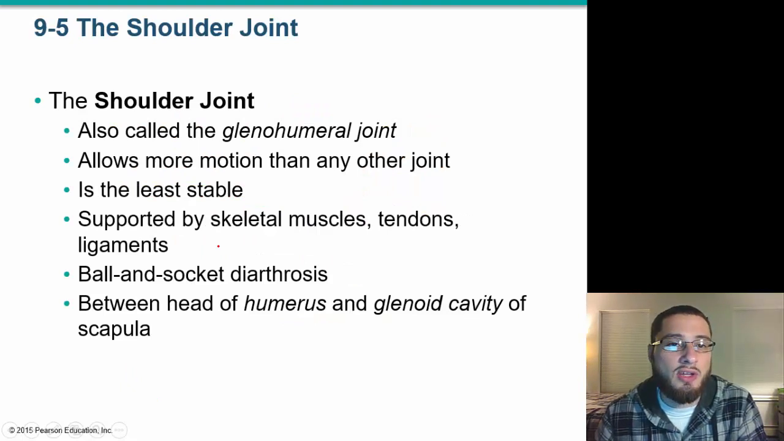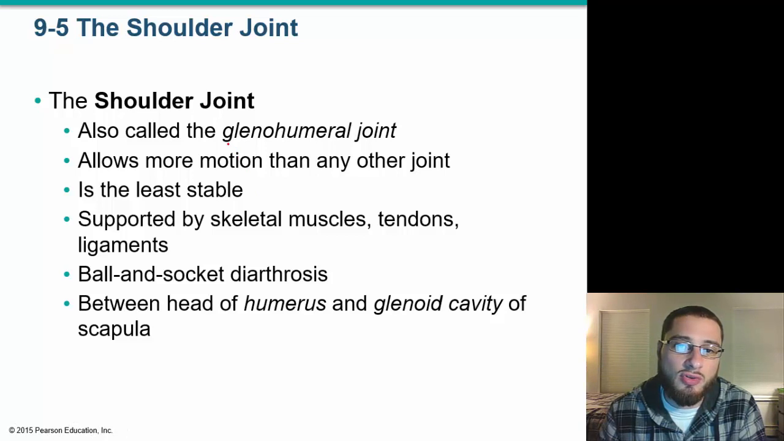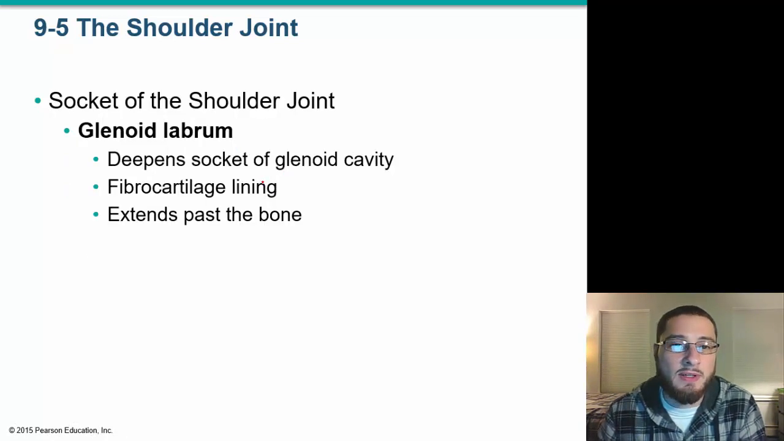Shoulder joint, you want to know that it is called the glenohumeral joint. All right, that humerus goes into that glenoid fossa.